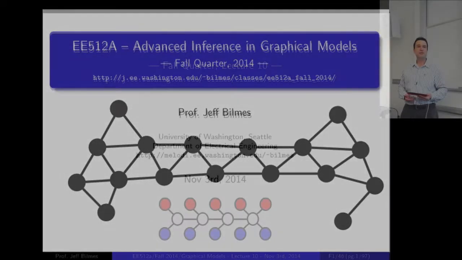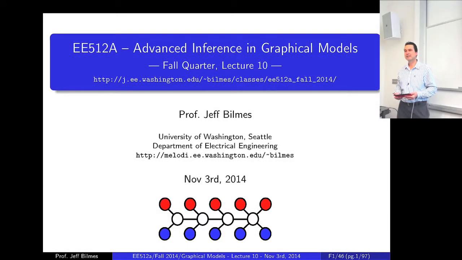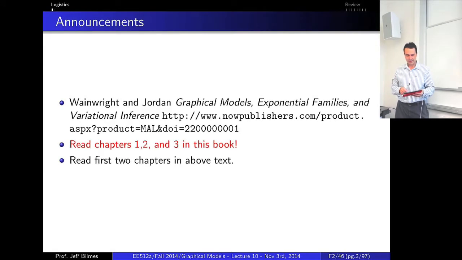Okay, so welcome to lecture 10 of our class. Today is an important lecture, but I think it's also probably going to be a fairly easy lecture to understand, because it's a transition lecture between what we've been talking about, namely exact inference, to approximate inference. And you have a new reading assignment.